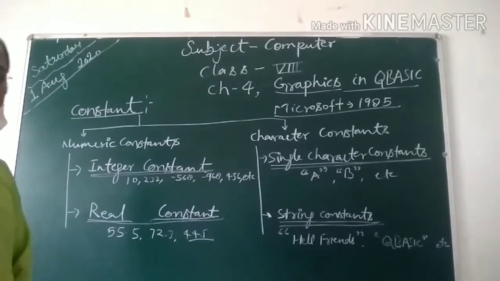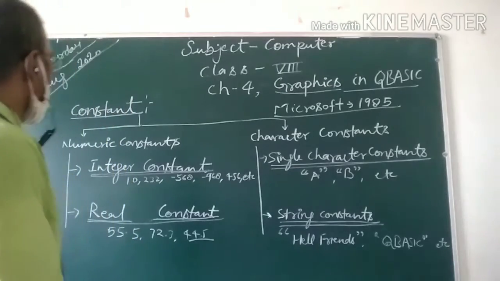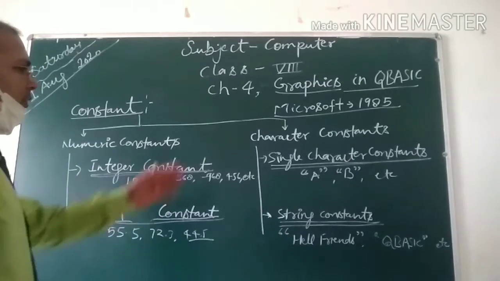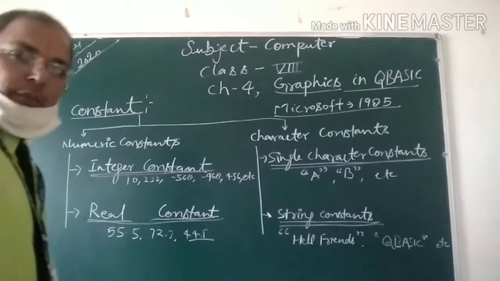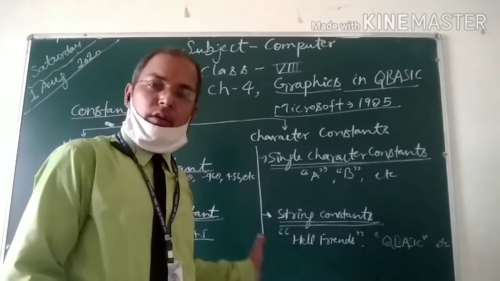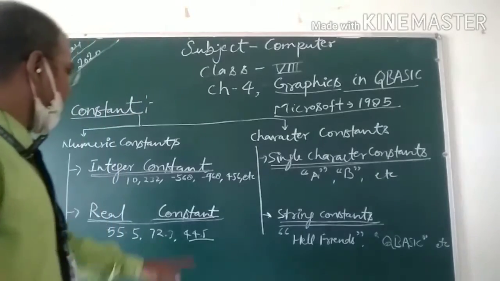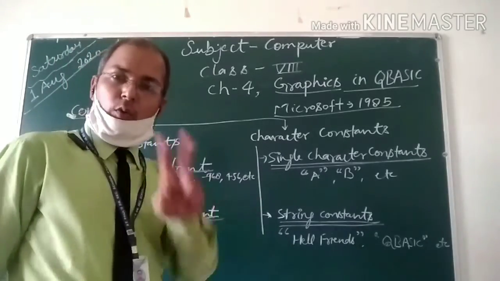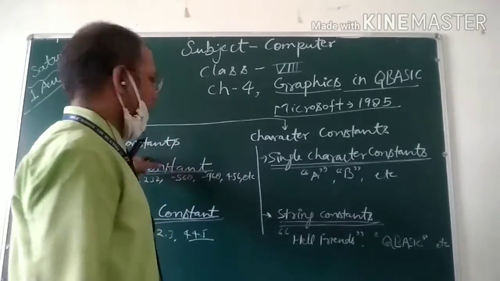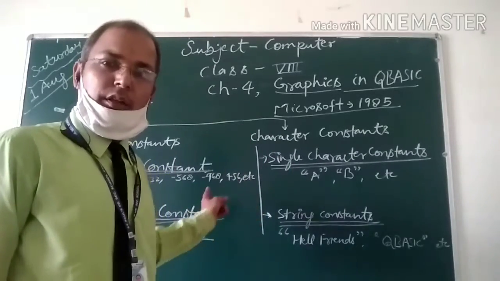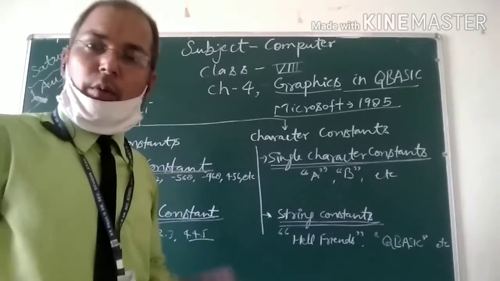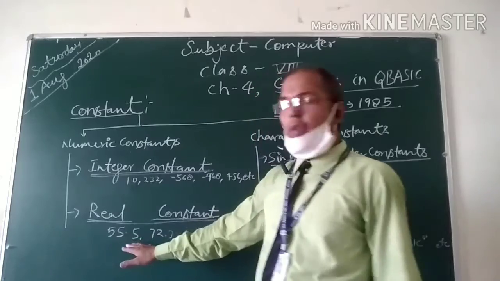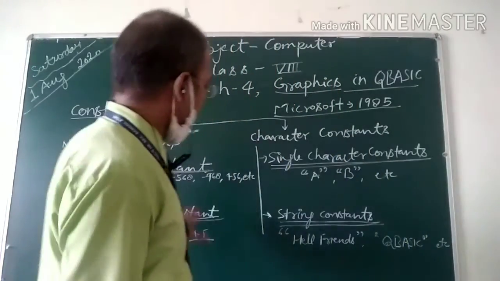Okay, now I will repeat again about the constant. Constant has two types: numeric constant and character constant. Numeric constant again has two types: integer constant and real constant. Integer constant is positive and negative numbers without fractional part. Real constant has the fractional part of the numbers. Okay, this part is finished.